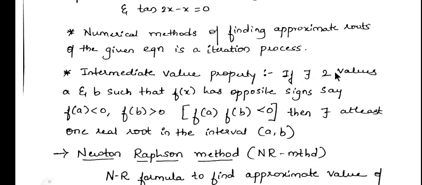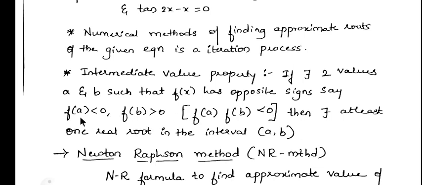If there exist two values a and b such that f of x has opposite signs. See here, for a particular equation, if there exist two values a and b, or say x and y, such that f of x has opposite signs, that is f of a less than 0 and f of b greater than 0, then when I multiply f of a into f of b, the answer must be less than 0.